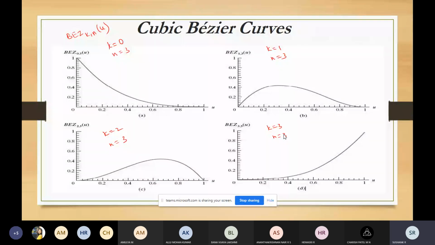Here we are generating the curve with four control points. The figure shown is the blending function for this curve. So what is the equation of Bezier?